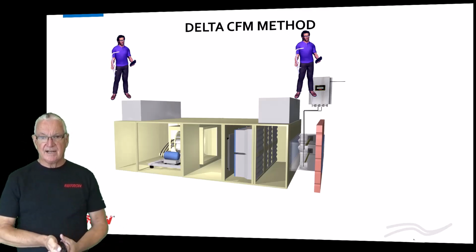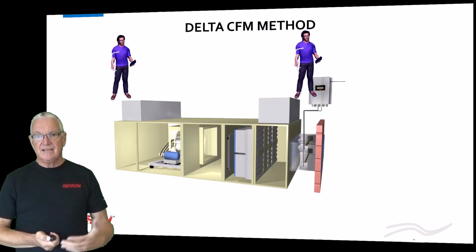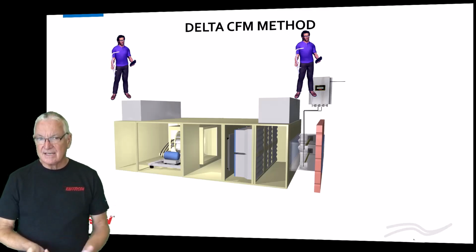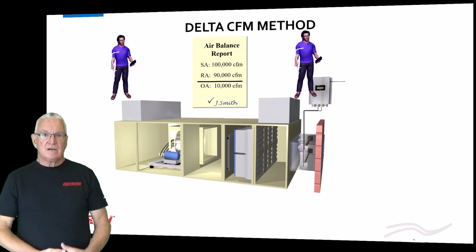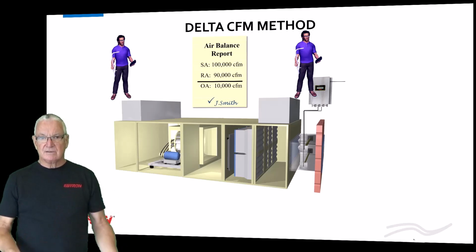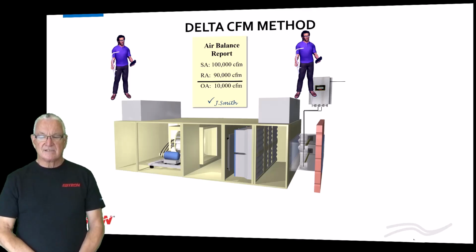We have no relief at the air handler. The difference mathematically is the outside airflow rate. Okay, that is a fact. So here we measured 100,000 CFM on the supply, 90,000 CFM on the return. We think we have 10,000 CFM of outside air.